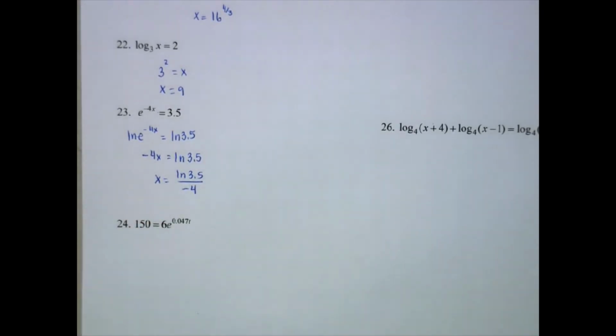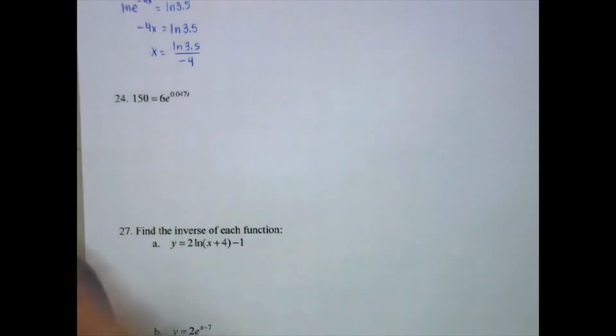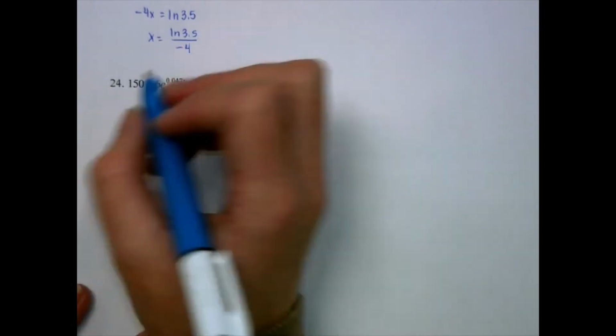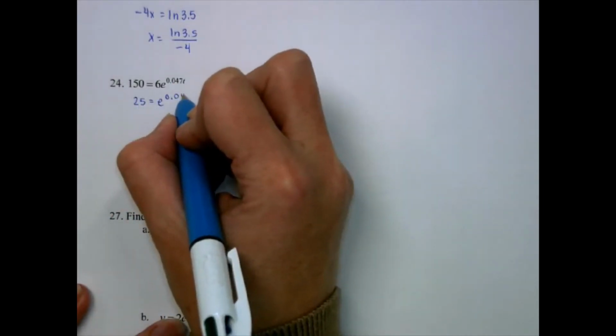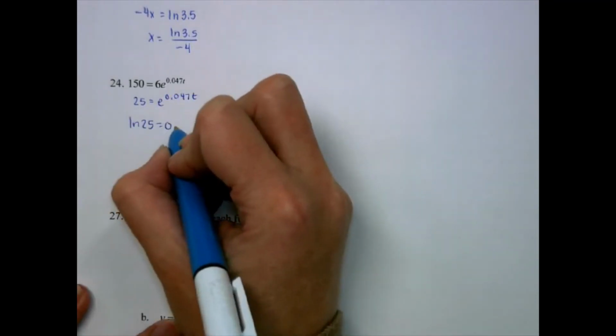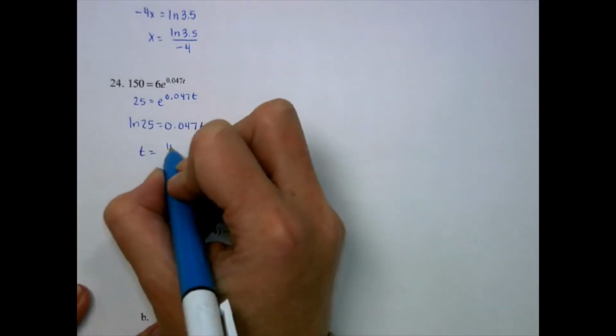24 is similar with an extra step of dividing by 6. And if you're worried about these computations, I'll have a panic calculator for you. So 150 divided by 6 is 25. Then we'll take the natural log, then divide. So t is the natural log of 25 over 0.047.